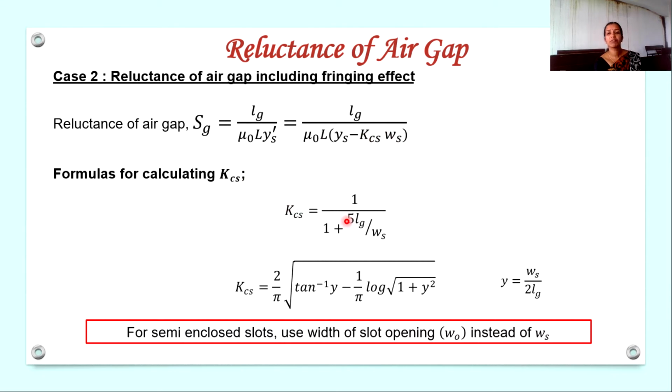There are some empirical formulas for calculating the value of Kcs, which are shown here. It can be calculated either by using this equation or this equation: 1 divided by 1 plus 5 Lg divided by Ws, or this equation. And in this equation, the term Y corresponds to Ws divided by 2 Lg. So we are using Ws in case of open slots. What does an open slot look like?